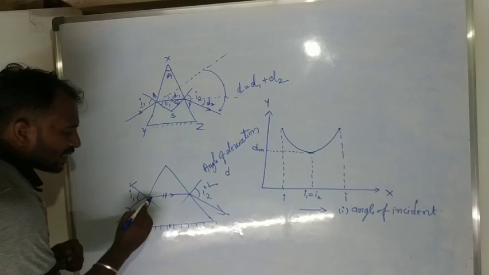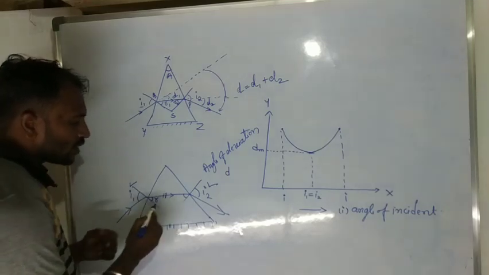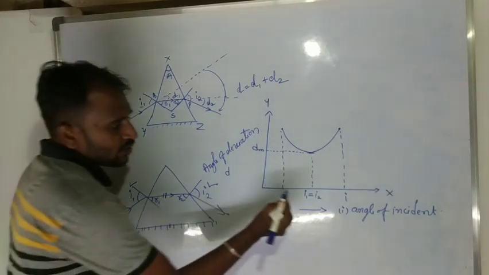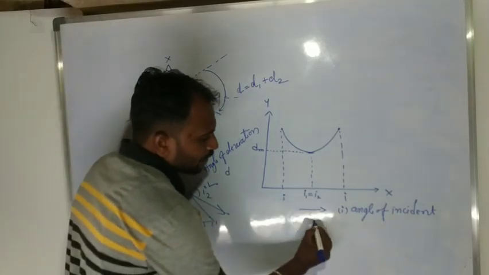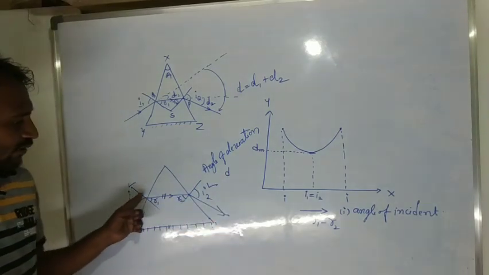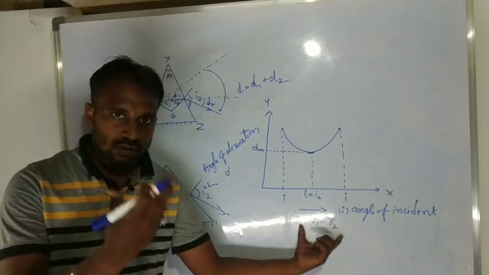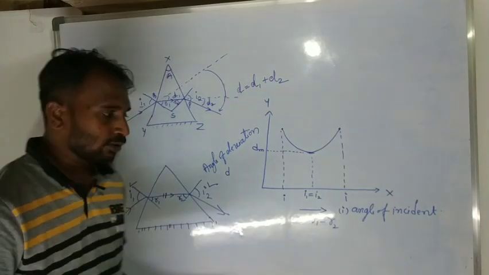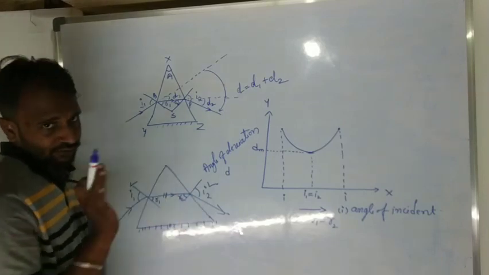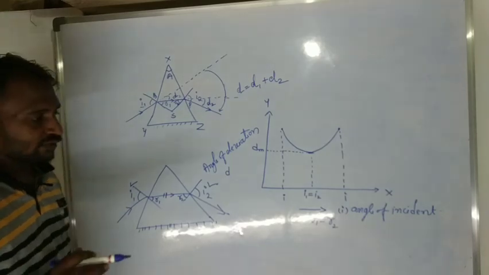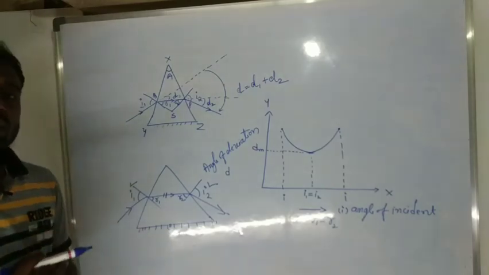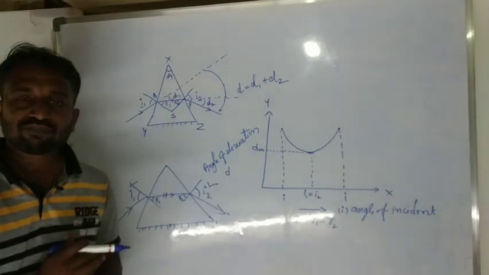Then if I1 is equal to I2, what happens? What about the angles of refraction? R1 here, and this one is R2. So when I1 is equal to I2, then R1 is equal to R2. We consider this as the angle of incidence for the second surface. So I1 equal to I2, then R1 equal to R2. This is the condition for the minimum angle of deviation.